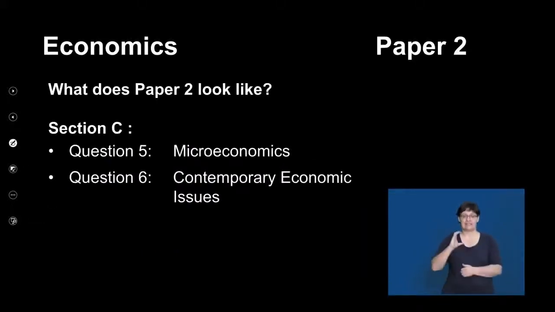Right? And then we have our section C. Section C, we have our 2 questions. You have to attempt any one of the 2 questions. Question 5 is your microeconomics, and then question 6, we have got our contemporary economic issues.